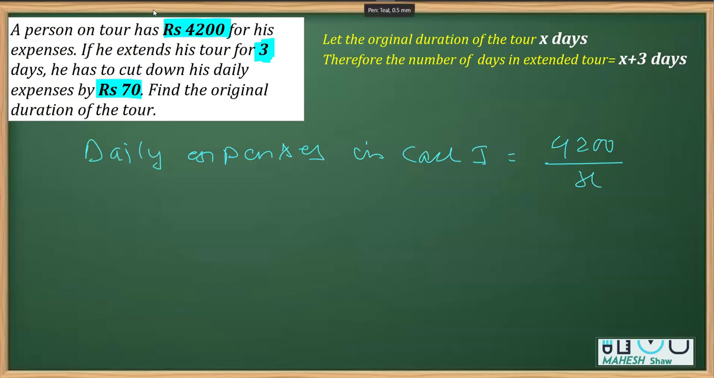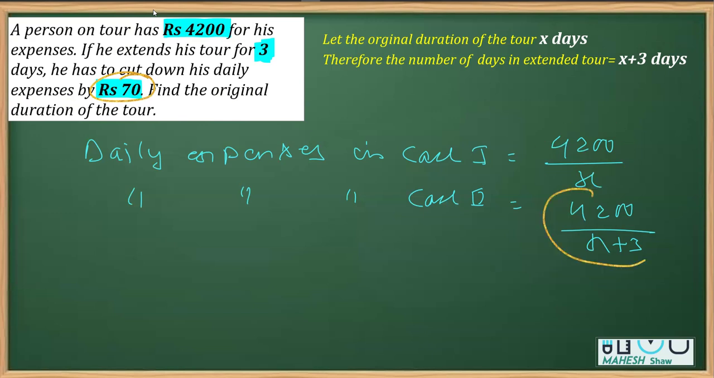Now, similarly, the daily expenses in case two: the money he has is the same, fixed, which is 4,200, but he extended his tour and he's now staying for X plus 3 days. So this will be the new expenses per day. And we can see from the question that the expenses per day has to be reduced by rupees 70. So this is the original expenses, this is the new expenses per day, and therefore this minus this should give you the 70.